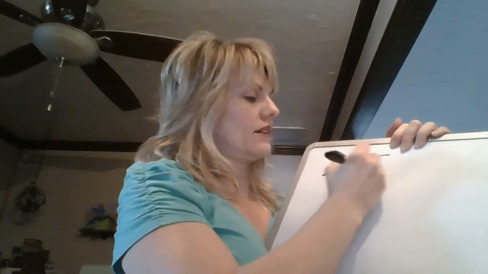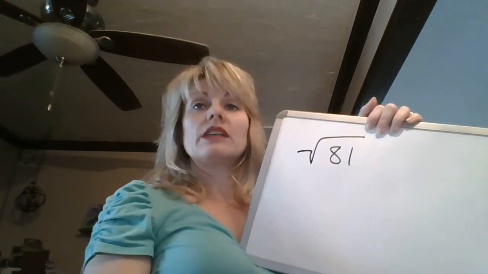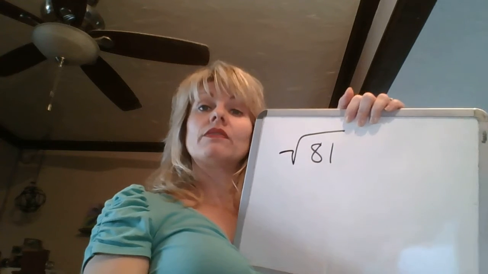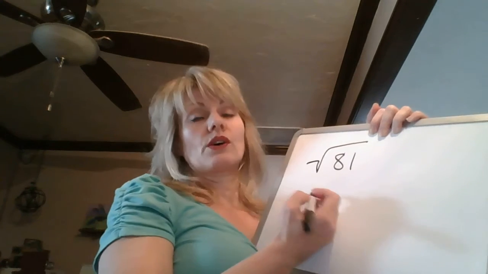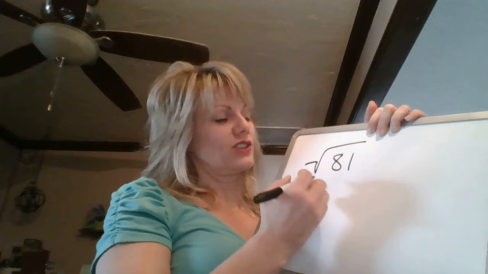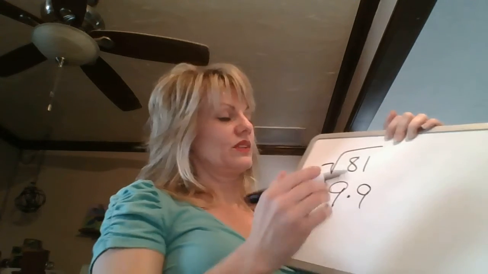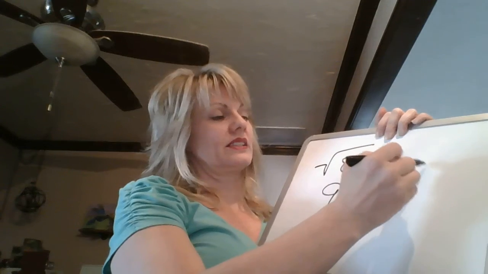All right, number 3, square root of 81. All right, so we have to find a number that, times itself, equals 81. So what do we know from our multiplication tables? 9 times 9 equals 81. So the answer is 9.